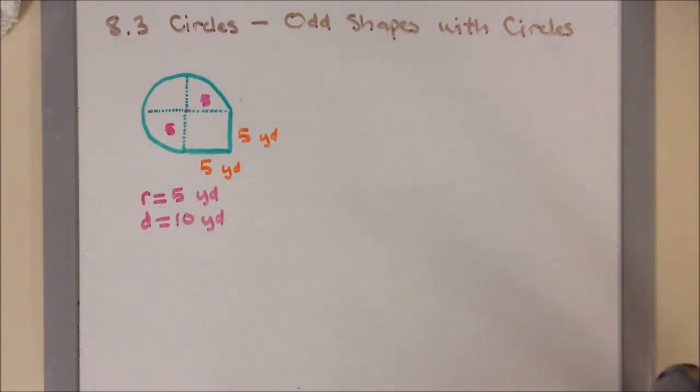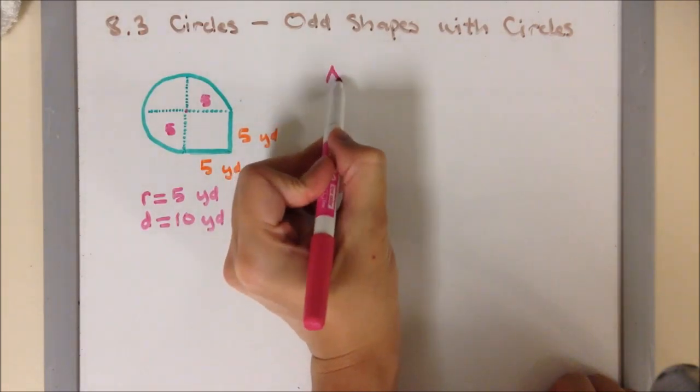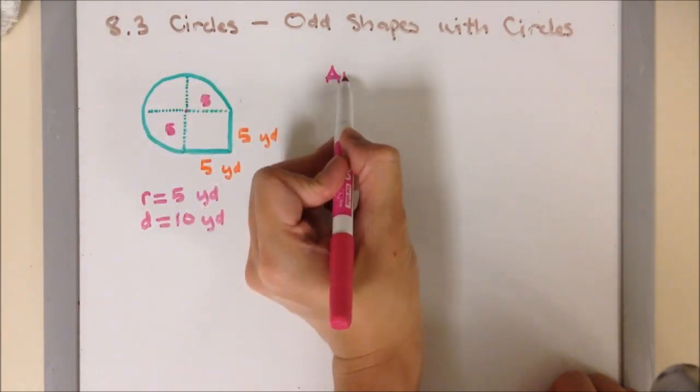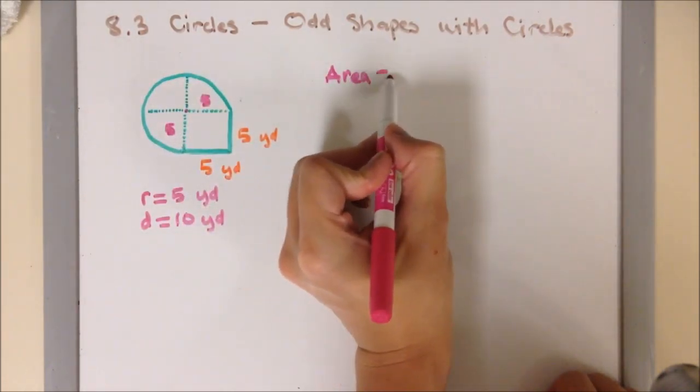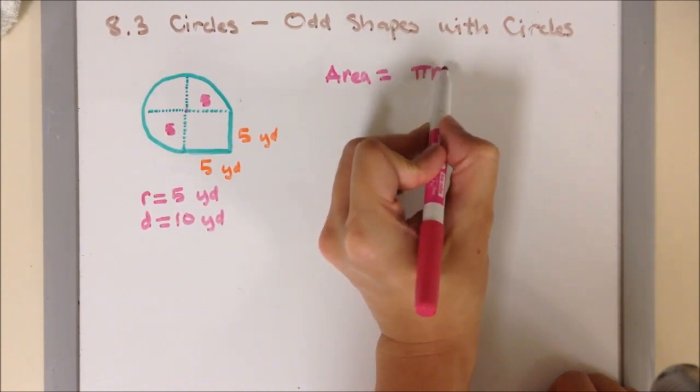Next, we are working with area. So again, the formula for area of a circle, since we have a circular part, is pi r squared.